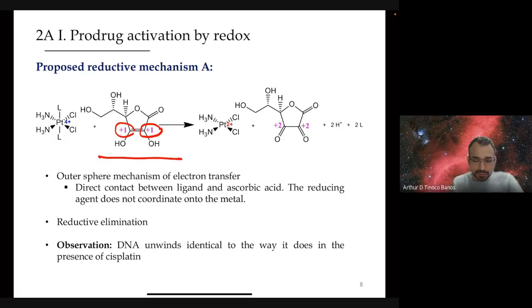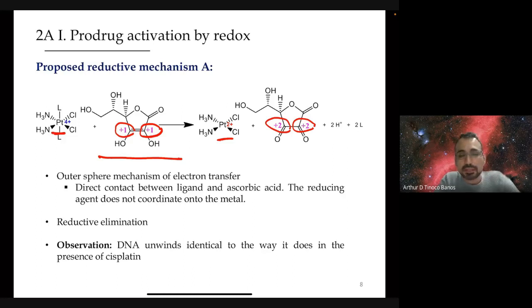So we're looking at what happens to that carbon in the context of what's happening to the platinum center. The platinum gets reduced to platinum-2+, so you have a 2 electron reduction, and the electrons are coming from ascorbic acid, and so we have here that those carbons from the ascorbic acid are now +2. In terms of the mechanism by which this happens, it is believed to be an outer sphere mechanism of electron transfer.